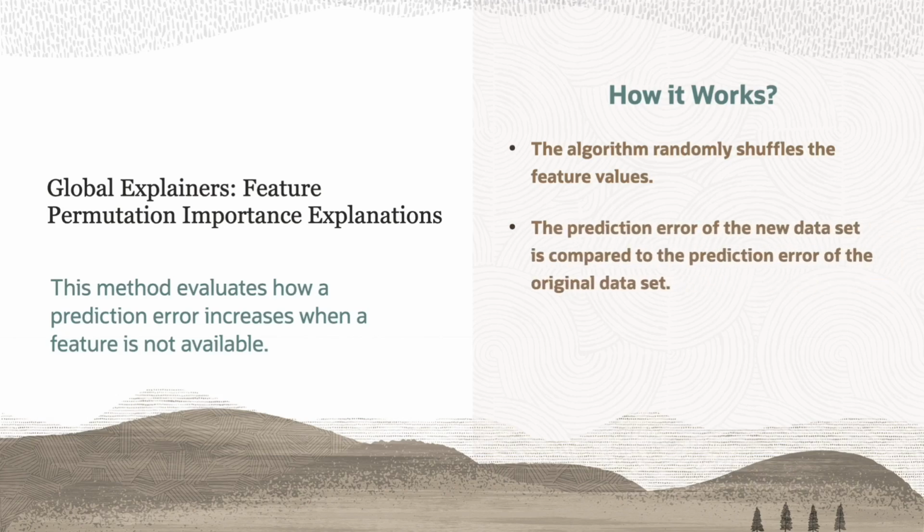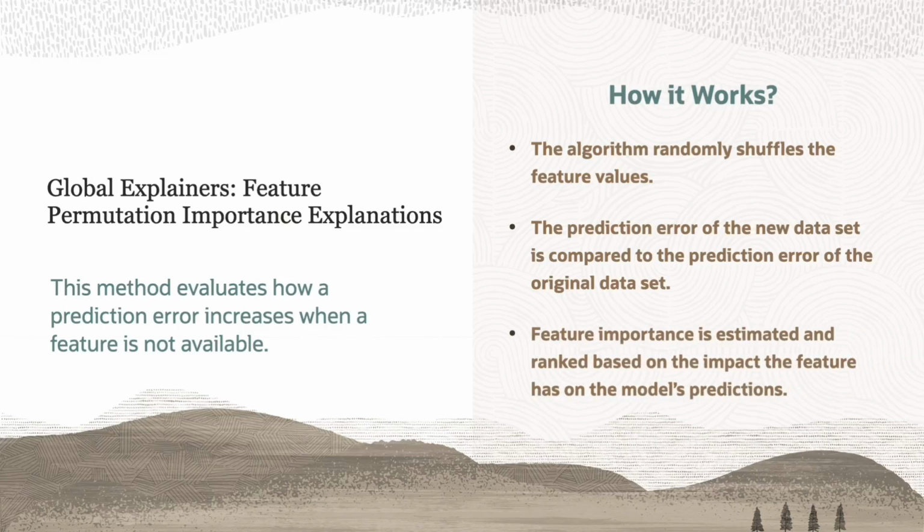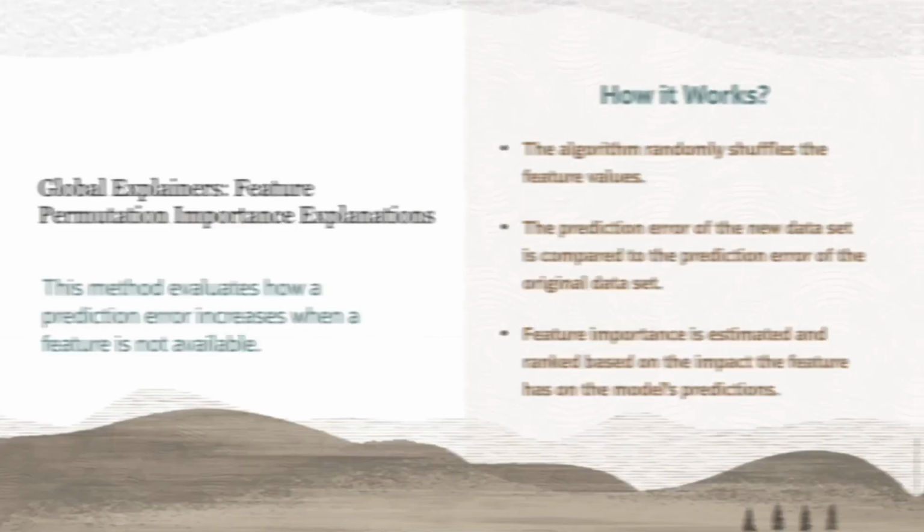The prediction error of the new dataset is then compared to the prediction error of the original dataset. If the model relies heavily on the feature being shuffled to accurately predict the target variable, then the reordering would lead to less accurate predictions. If the model does not rely on the feature, then the prediction error would be unchanged.